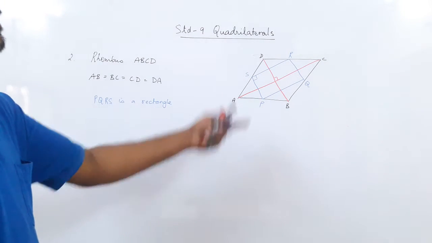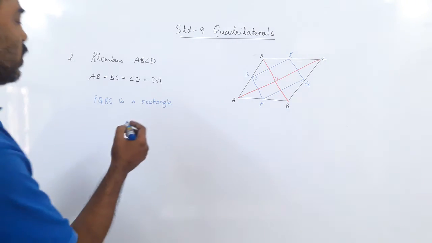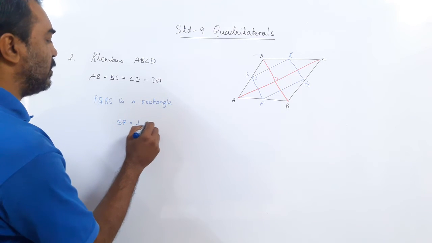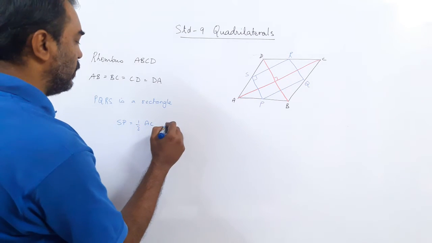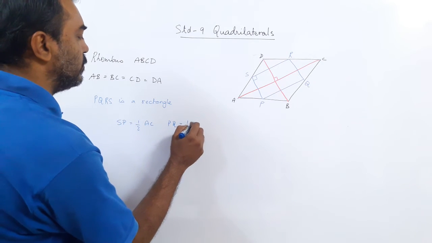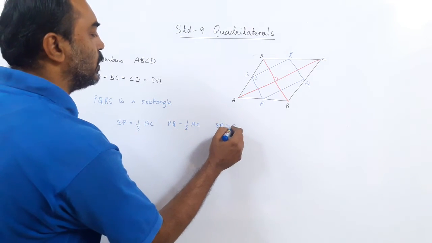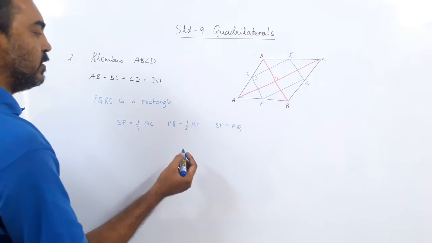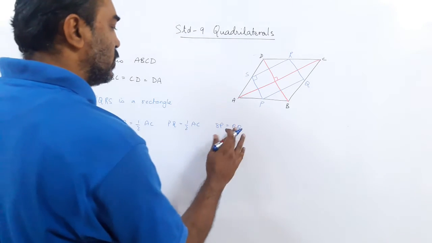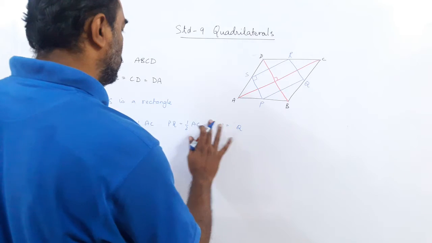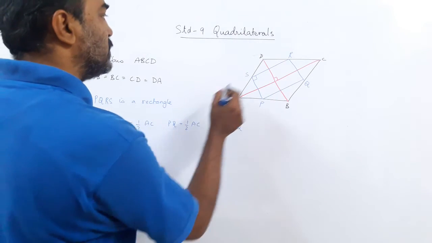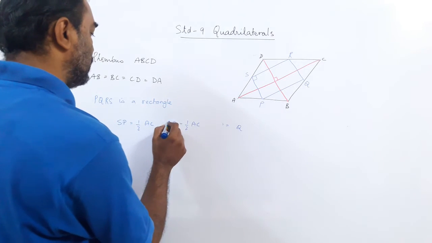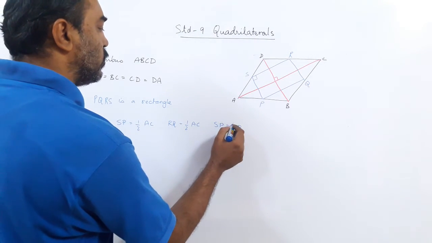Now the earlier proof remains the same. We already know what we proved previously. SP is equal to half AC and even PQ equal to half AC. So SP equal to PQ. Okay, midpoint theorem. Similarly, SP is equal to RQ. SP equal to half AC, RQ is equal to half AC. So SP equal to RQ.